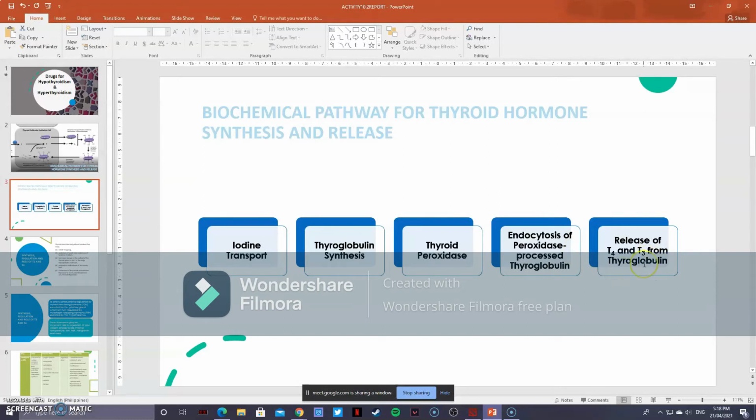Release of T4 and T3 from thyroglobulin. Once endocytosed into the follicular epithelial cell, the thyroglobulin is broken down by lysosomes, and T4 and T3 are then transported out of the follicular epithelial cells and into the circulation. The iodine atoms of MIT and DIT are salvaged and transported back into the follicular lumen as iodine.